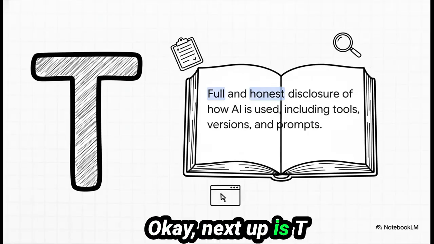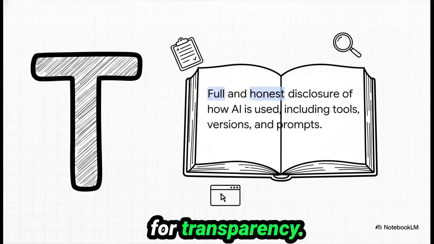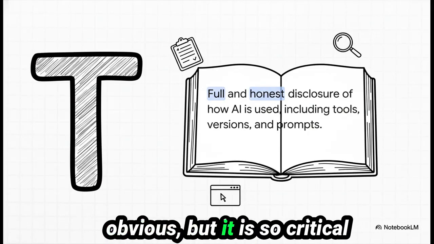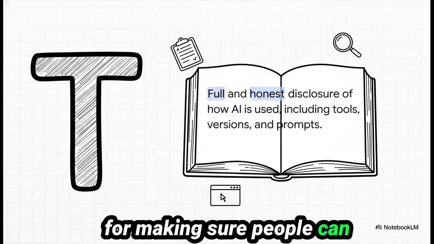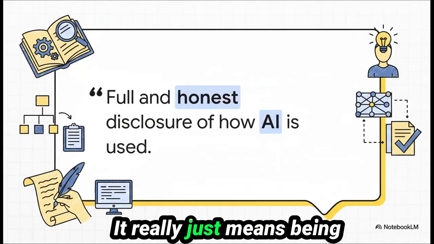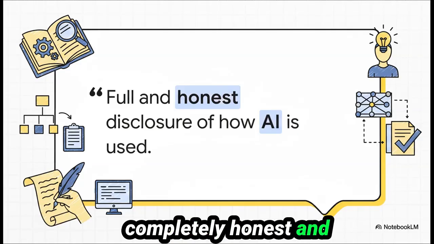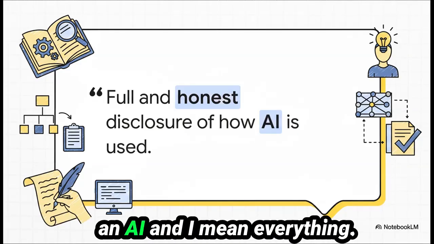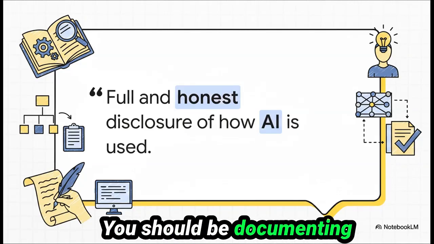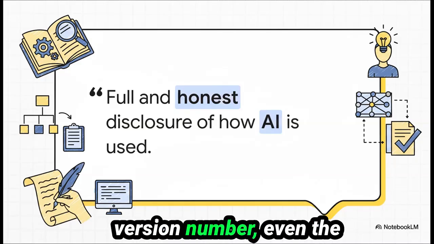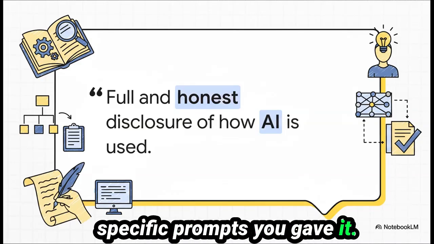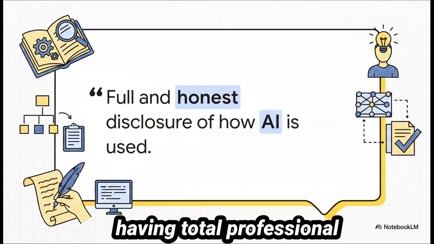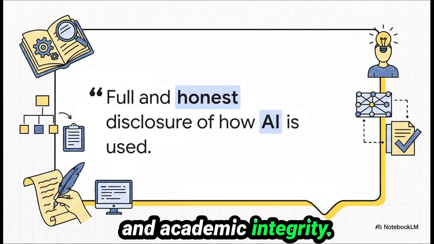Okay, next up is T for transparency. This one might seem obvious, but it is so critical for making sure people can trust the work you're doing. It really just means being completely honest and upfront about how you used an AI. And I mean everything. You should be documenting the tool you used, the version number, even the specific prompts you gave it. This isn't about hiding your methods, it's about having total professional and academic integrity.